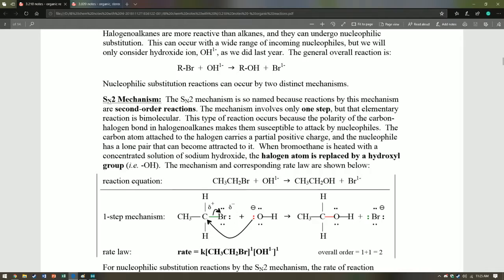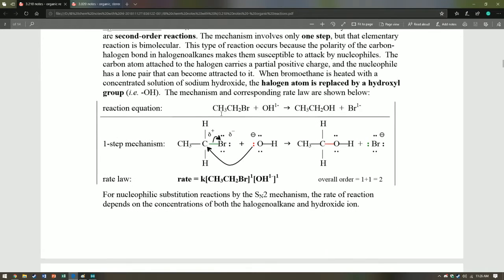SN2 reactions are second order reactions. They involve one step, and that elementary reaction is bimolecular. This type of reaction occurs because the carbon-halogen bond is highly polar, and therefore the nucleophile can attack the partially positive end of that bond. When bromomethane is heated with a concentrated solution of sodium hydroxide, the halogen atom is replaced by a hydroxyl group. And the rate law is shown below for this second order reaction.